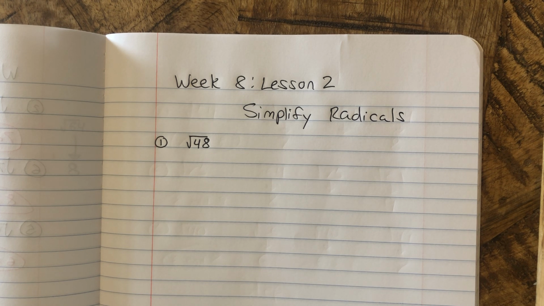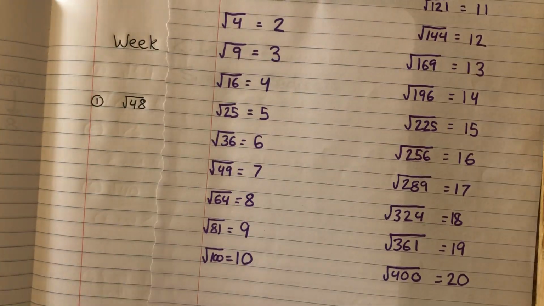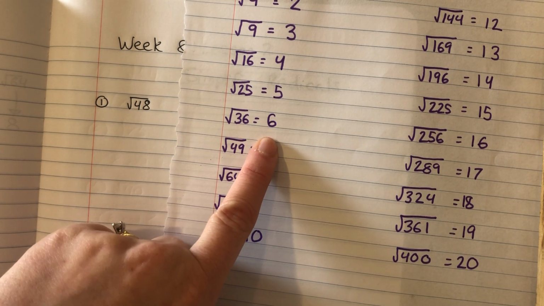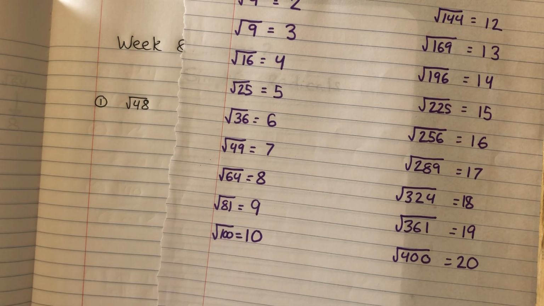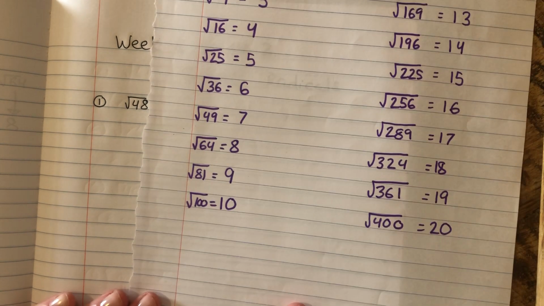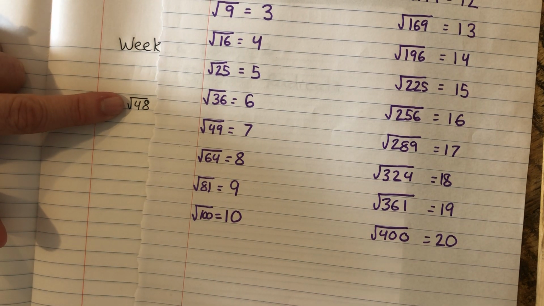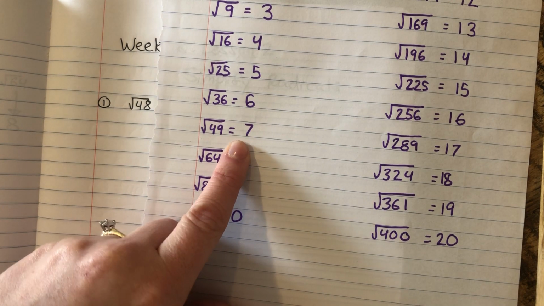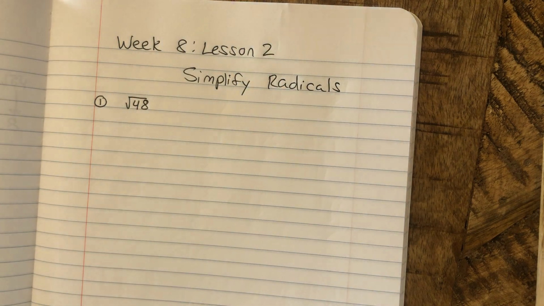In previous lessons, we've learned how to estimate the square root of 48. Using our perfect squares, we can see that the square root of 36 is 6, and the square root of 49 is 7. And so thinking about it as a number line, we can see that the square root of 48 would be a number somewhere between 6 and 7. That would be if we estimated it.